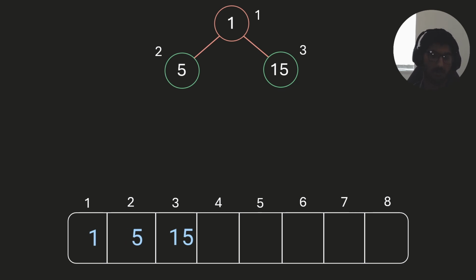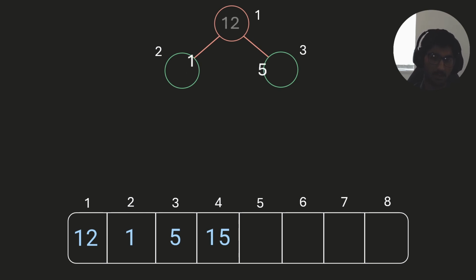Let's say I add another element, for example, I add 12 to this priority queue. Well then, 12 will be the root node, 1 and 5 will be the left and right subchilds respectively, and then 15 will be the left subchild of 1, right? So right there's 15. So here I'm going to bubble down 12, and I'll show you guys what that means.